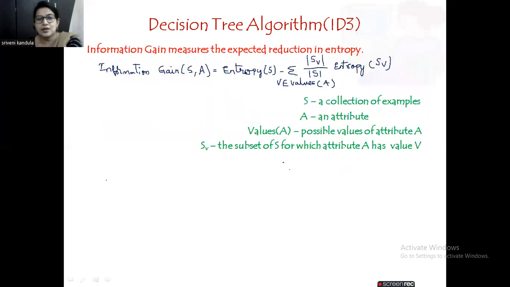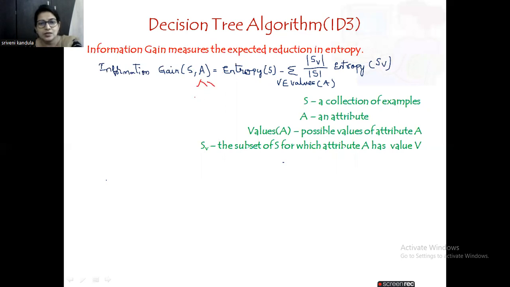Now coming back to the information gain. Information gain measures the expected reduction in the entropy. It is the entropy of S minus sigma of mod SV divided by mod S multiplied with entropy of SV, where V belongs to values of A. Here we are calculating the information gain of the entire data set, indicated with capital letter S, against one attribute A. This attribute might contain different values.